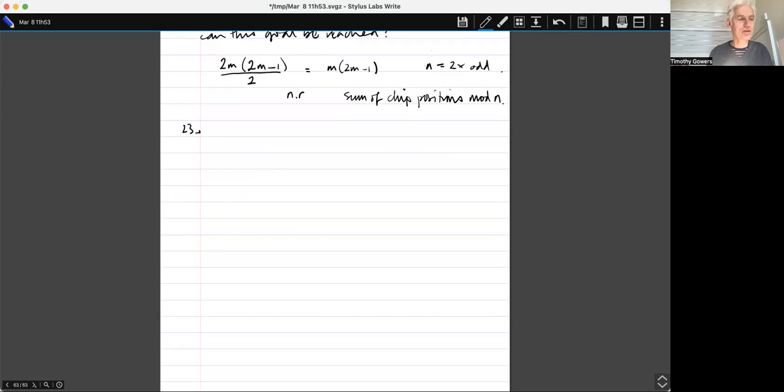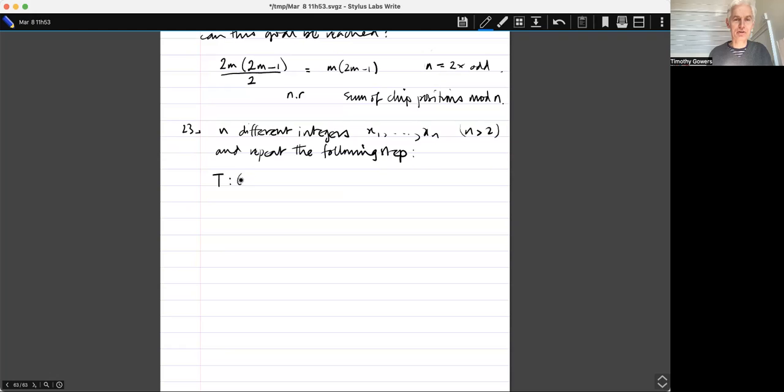Start with n pairwise different integers. I think I won't bother with the word pairwise. x1 up to xn, where n is greater than 2. And repeat the following step. T maps x1 up to xn, so defining this step fairly formally, it goes to (x1 plus x2)/2, (x2 plus x3)/2, so it's what you're going to expect now, up to (xn plus x1)/2. So each one is replaced by the average of itself and its neighbor.